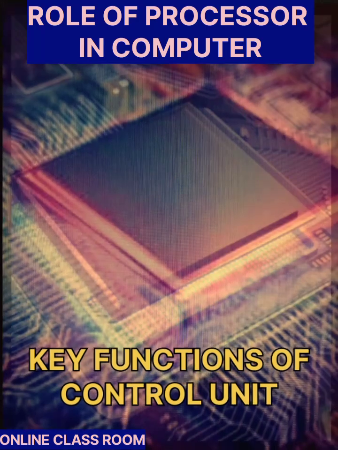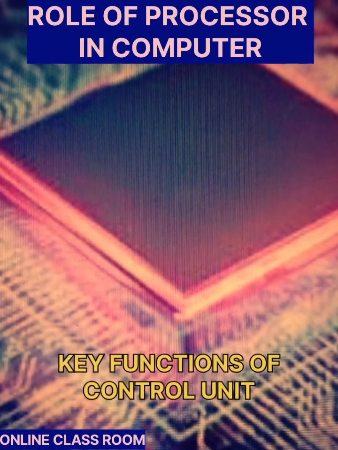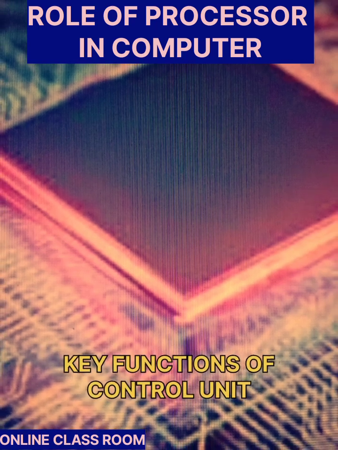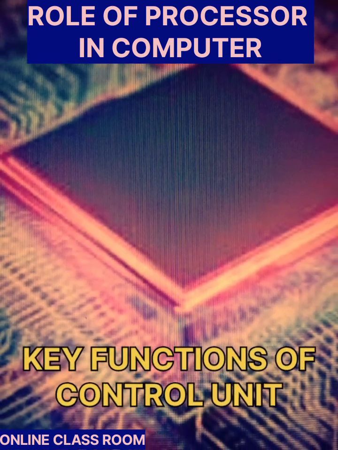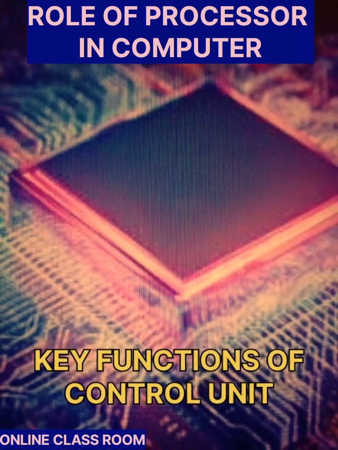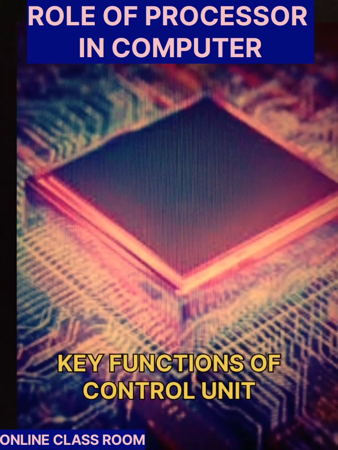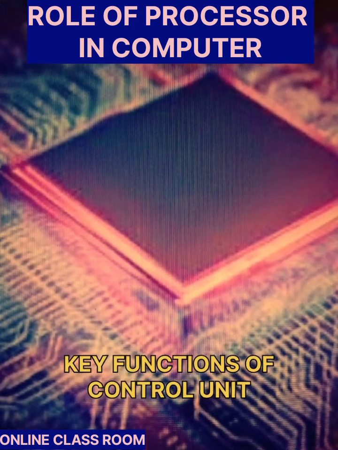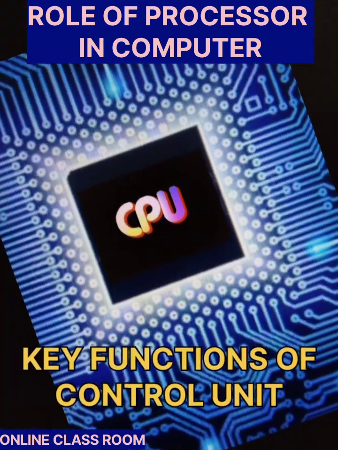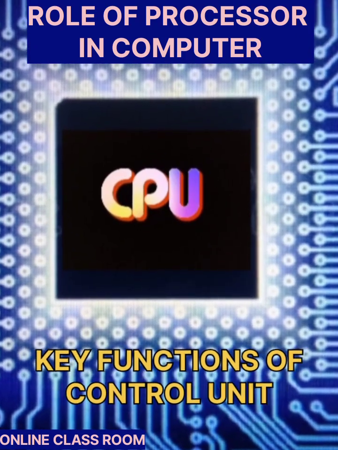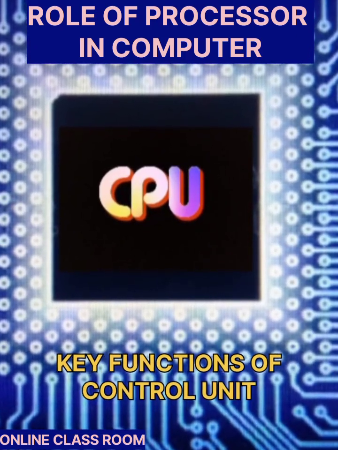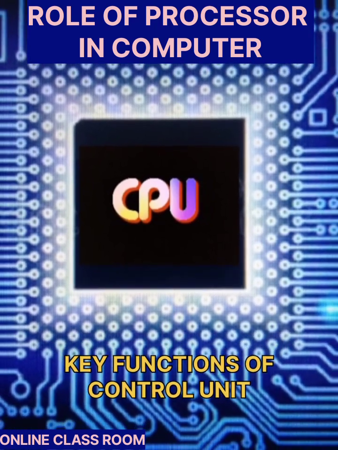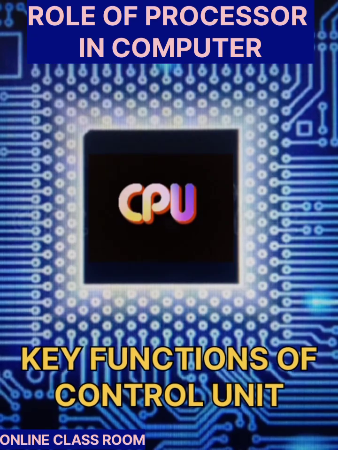Key functions of the control unit. The control unit manages the transfer of data and instructions among various parts of the computer. It is responsible for overseeing all units within the computer. The main function of the control unit is to receive input instructions or data from the memory unit, interpret them, and then guide the computer's operations accordingly. It facilitates communication with the input and output devices for transferring data or results from memory. The control unit does not handle data processing or data storage.